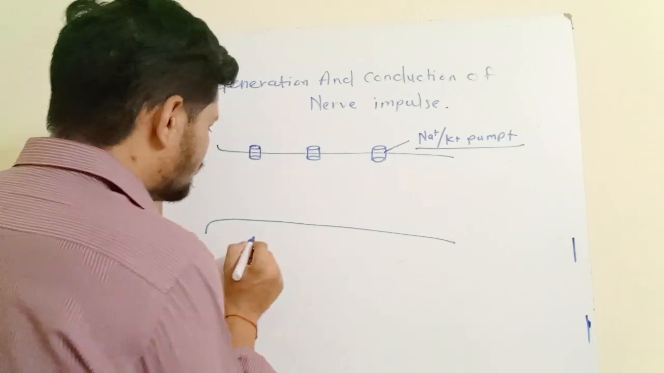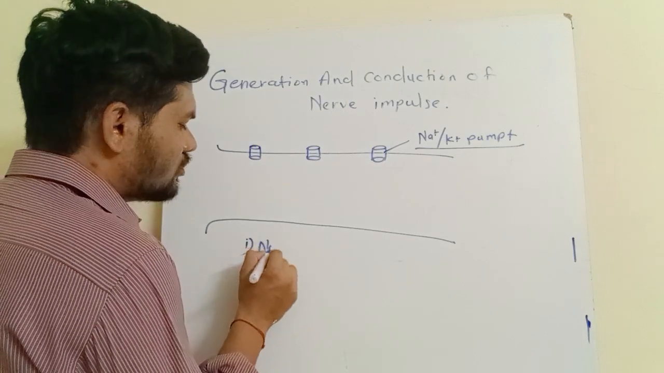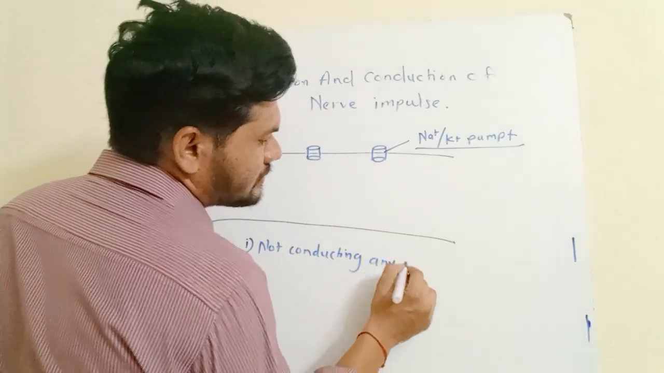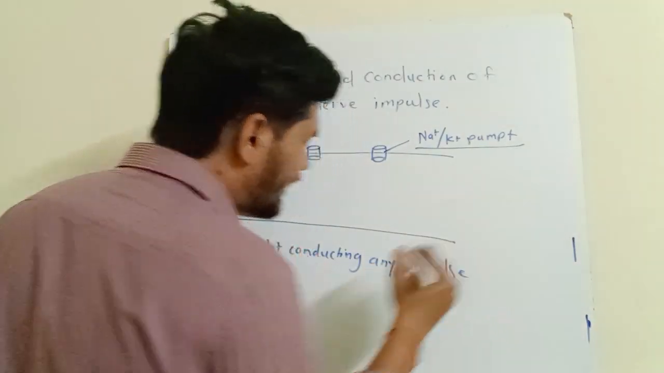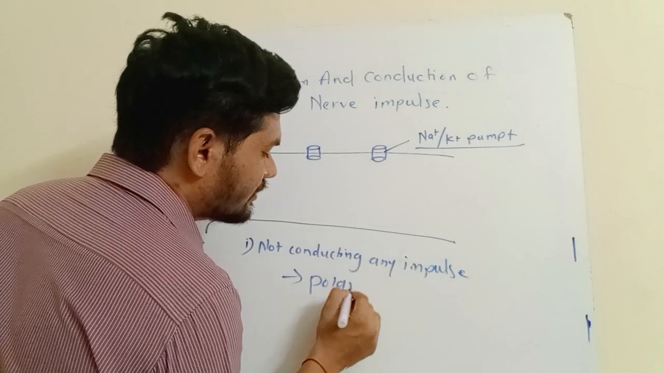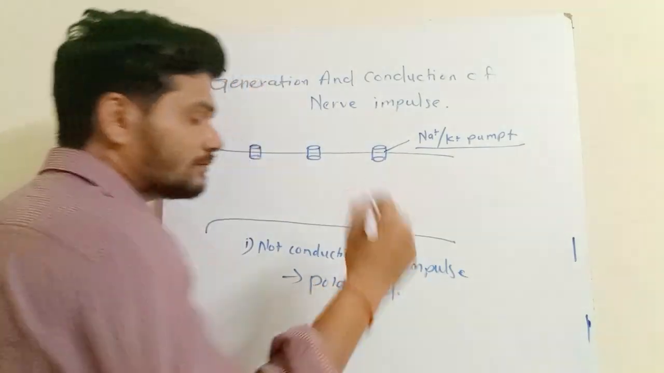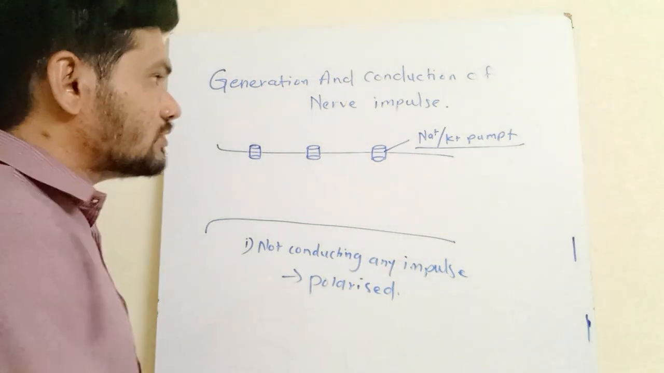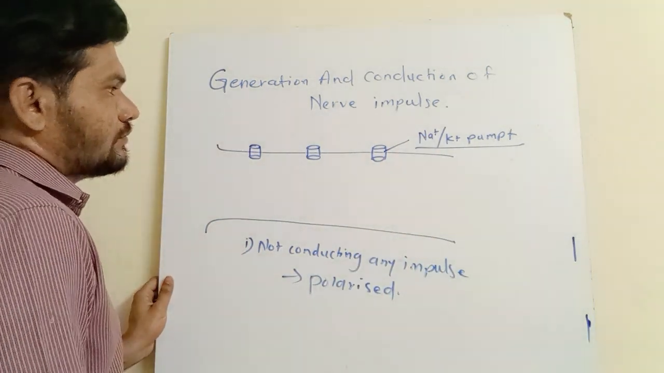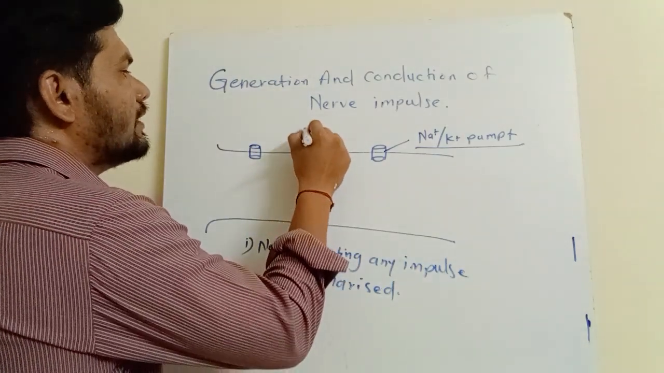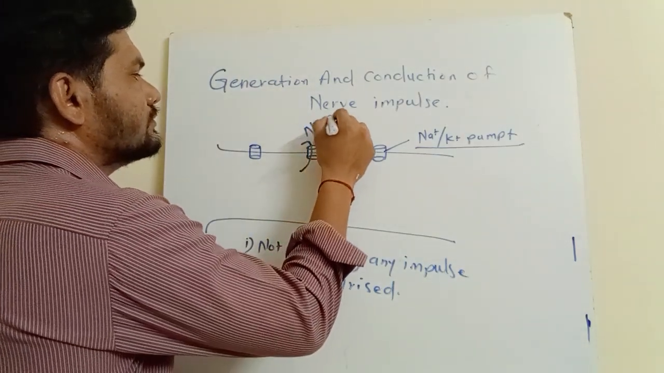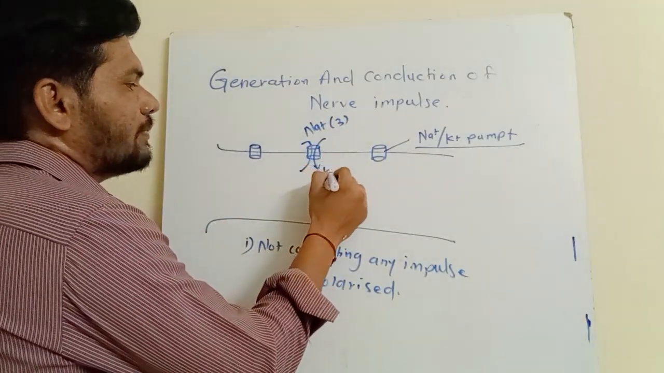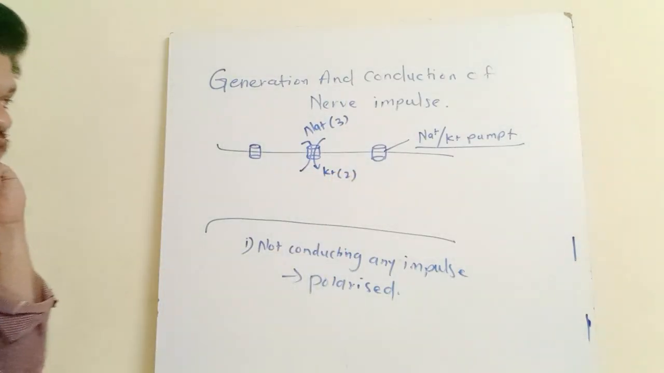Suppose in case 1, it is not conducting any impulse. So it is in the polarized state. Suppose this neuron is in polarized state. How is it in polarized state? Because these pumps are pumping 3 Na plus ions outside and 2 K plus ions inside.